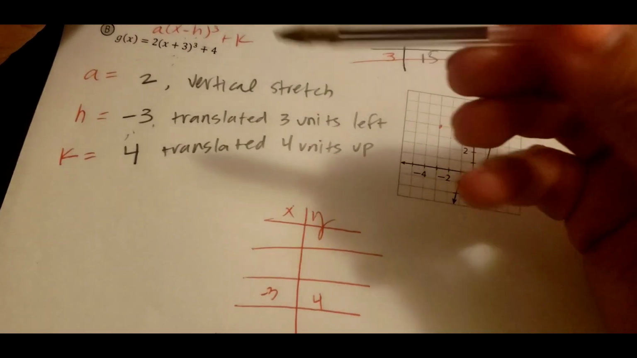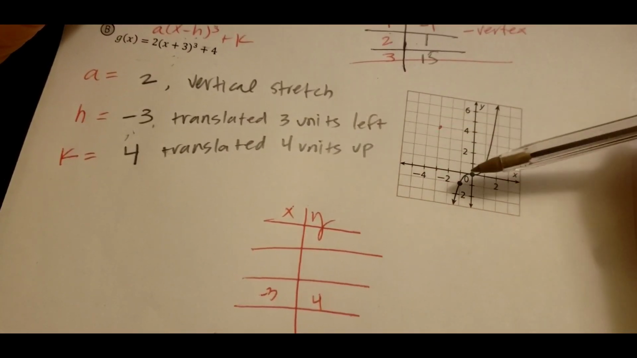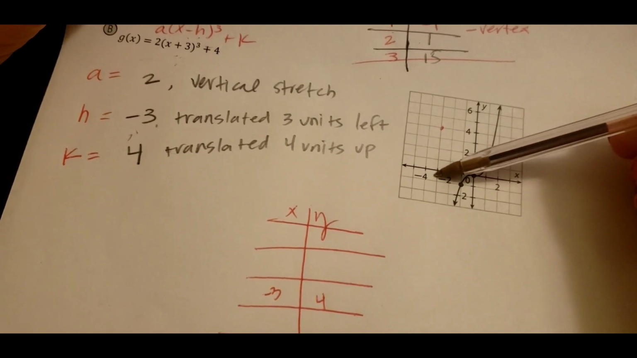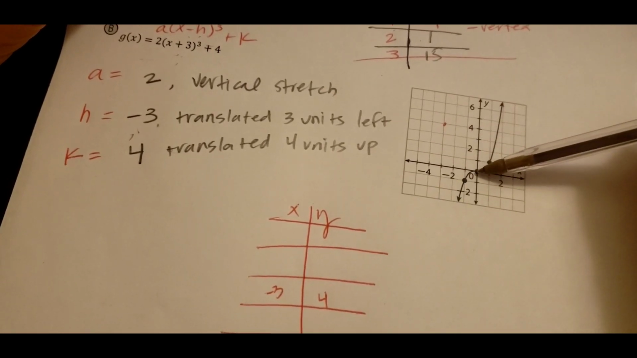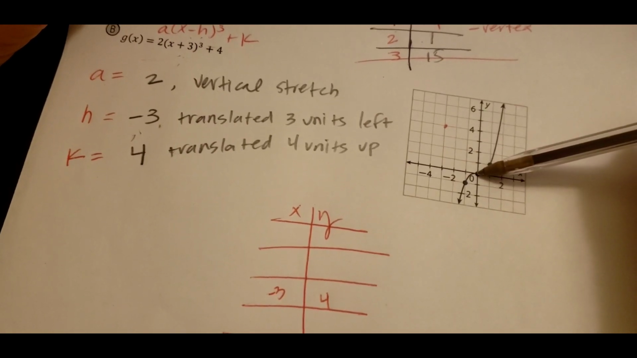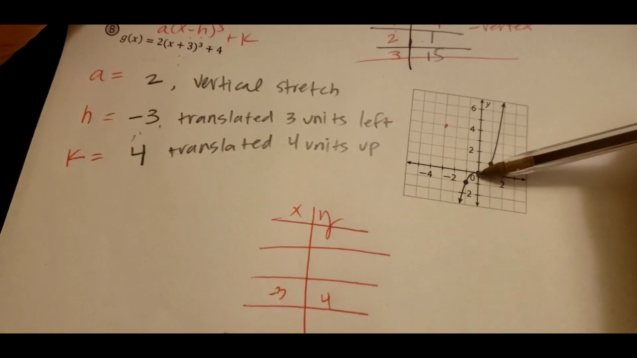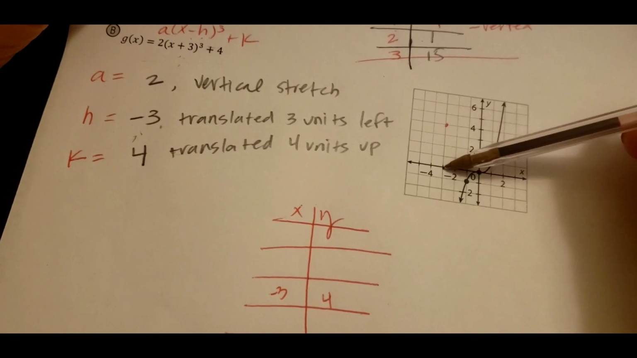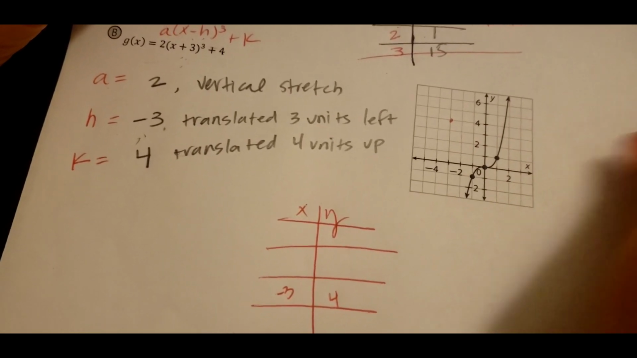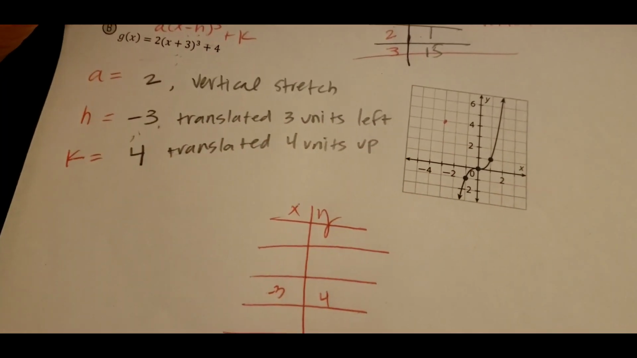Okay. Now, does this make sense? Look, it moved to the left 3 units, 1, 2, 3, and then it moved up 4 units. So from here, it moved up 1, 2, 3, 4. So if this is the old vertex from the parent, 1, 2, 3 to the left, 1, 2, 3, 4 up. Okay. So that's how we use this information.